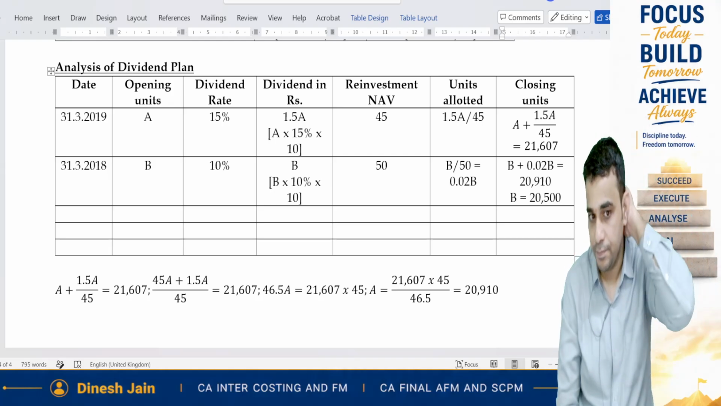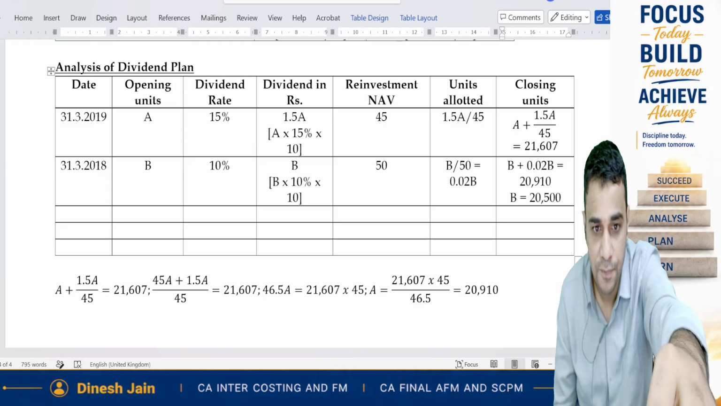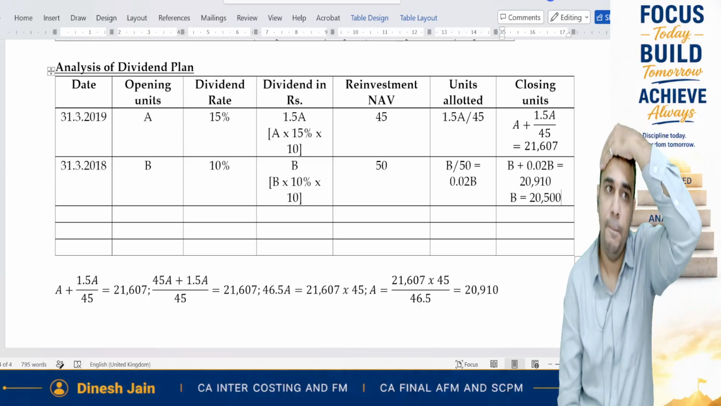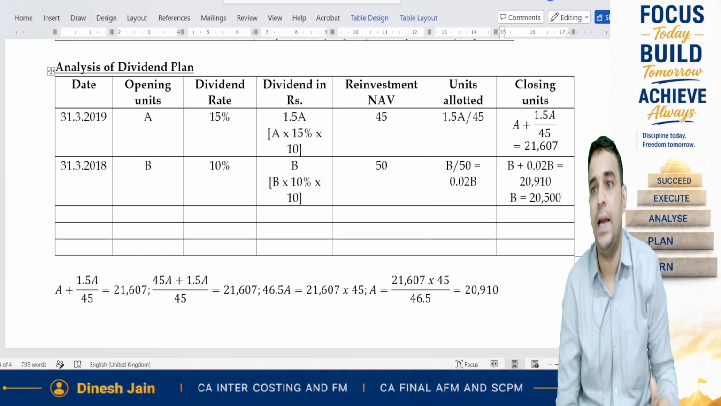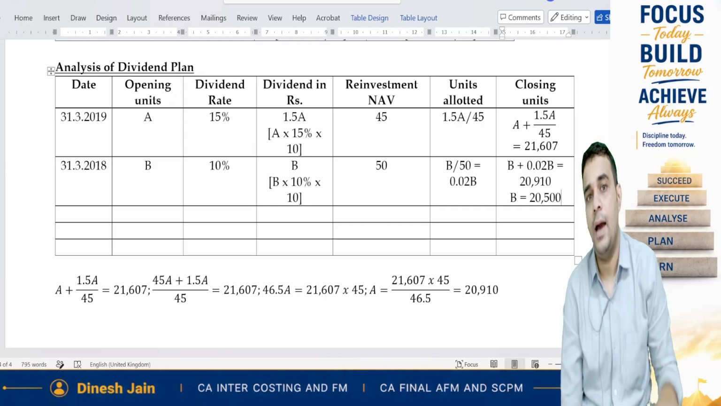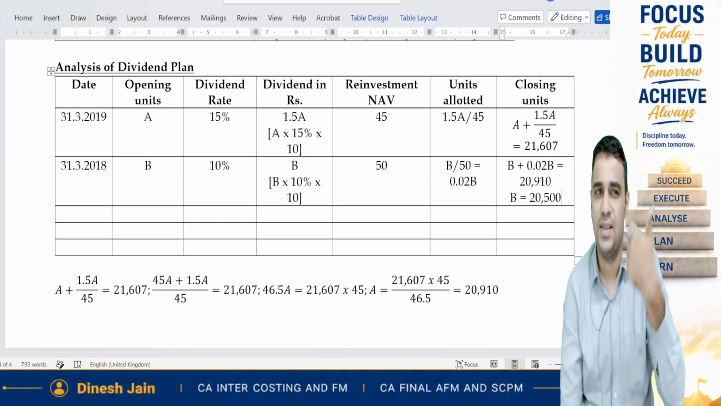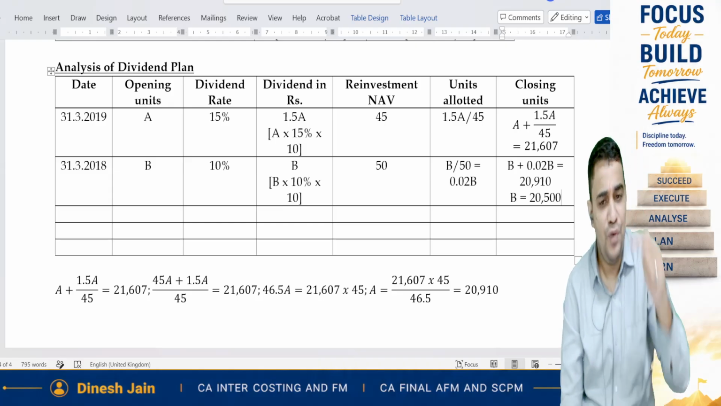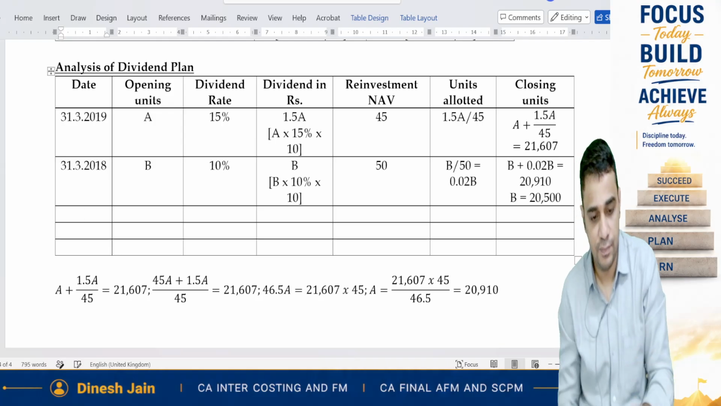20,500. B equal to 20,500. Understood? Can we proceed? Clear? B is 20,500. I'm not showing a verification here, but you can check that also with this. What is the dividend before this?